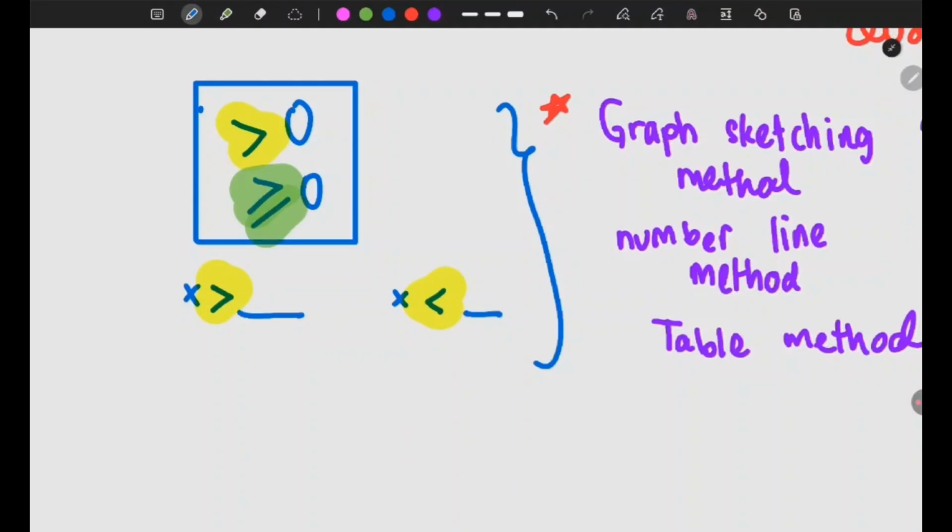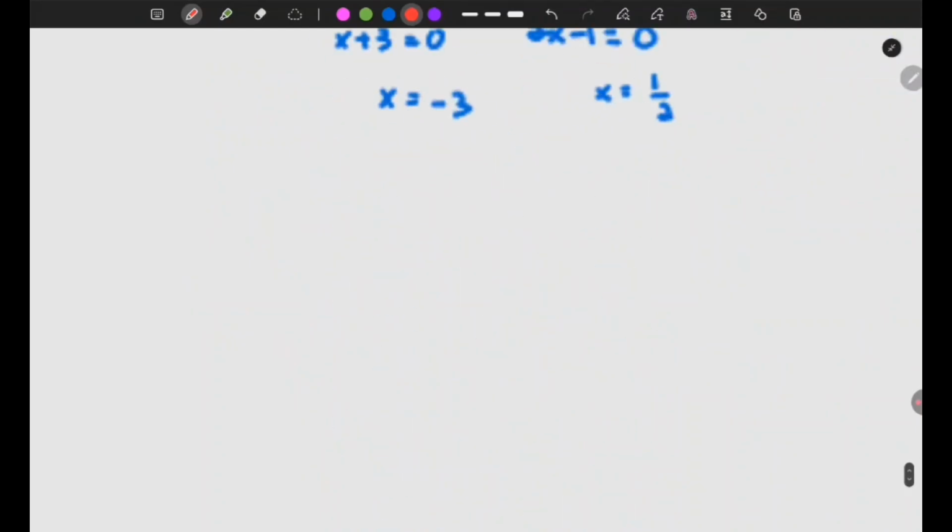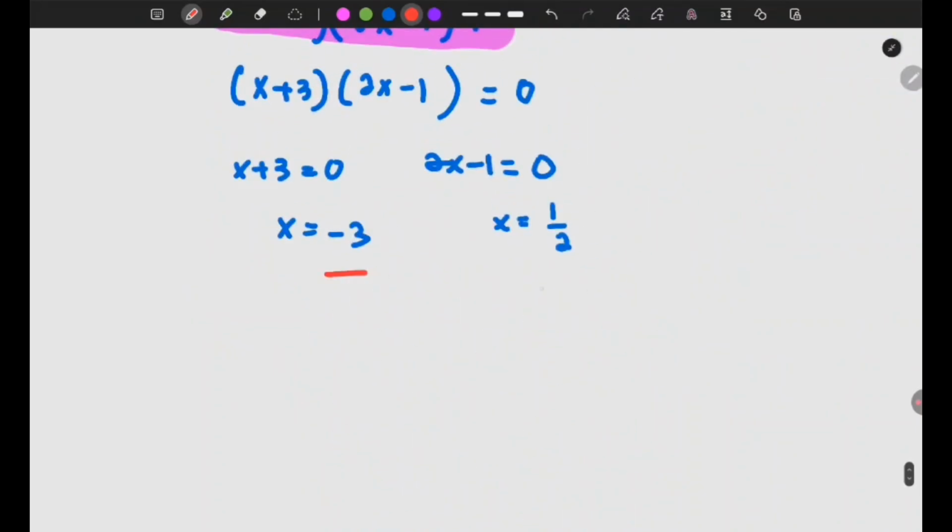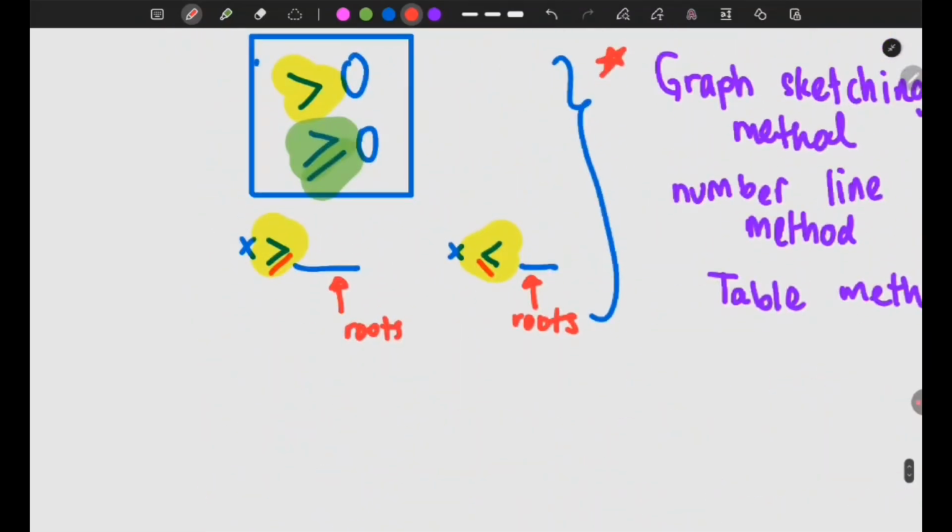Let's just say use a different color. You add the equal. Follow the question. If they didn't add the equal, you don't have to add the equal. And what do you put here? The roots. So let's just say for this question, the roots are -3 and 1/2. So you want to put either -3 here or 1/2 here. Same goes to here. -3 here or 1/2 here. Which one will you put where?